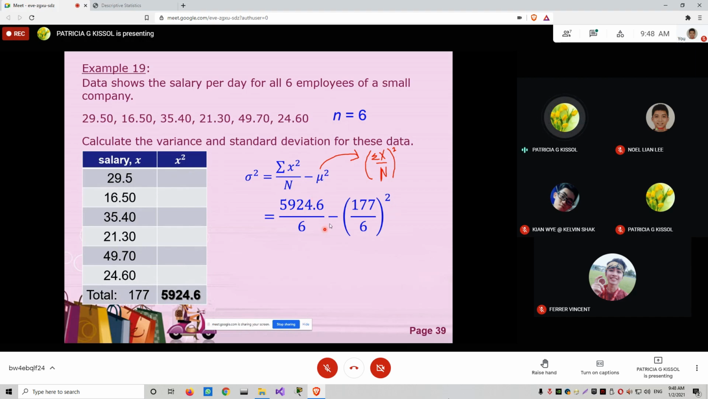So when you calculate this, what answer did you get? Have you calculated it? Make sure you do the brackets, you squared it, and then from that you subtract the value 5,924.6 divided by 6. Can you calculate the value, please?